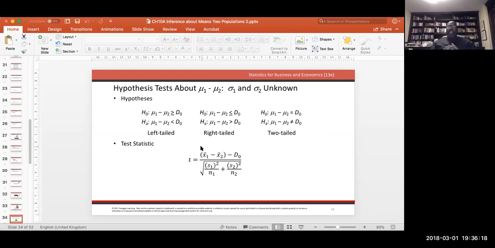The third scenario with difference between population means, and that's the last one that we're going to cover. And after that, I want to work some sample problems for you. I'll try to figure out what's going on with my iPad.